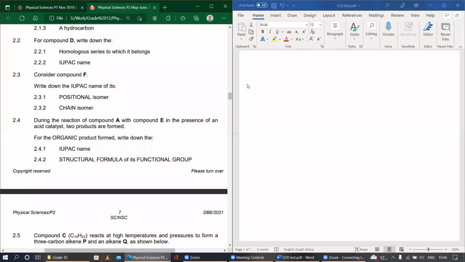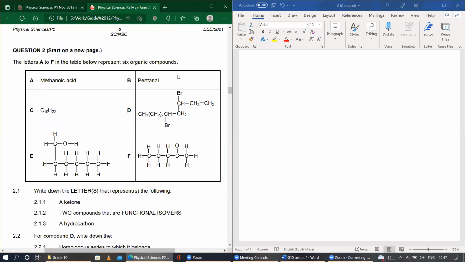So we're gonna go to 2.3 where they say consider compound F. Now we're gonna write down the IUPAC name of its positional isomer. So you see compound F. We can move the oxygen atom to any place we want, so we can name its positional isomer.